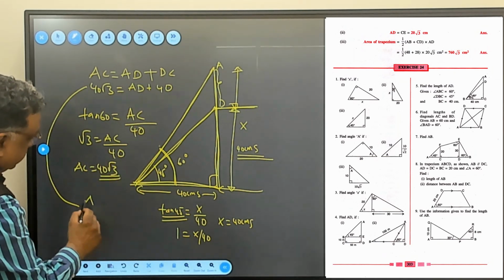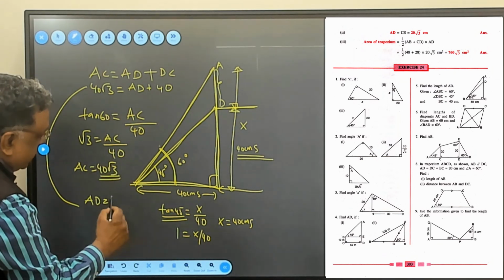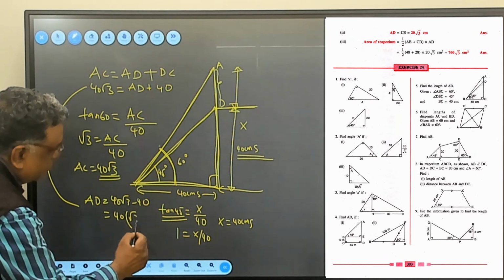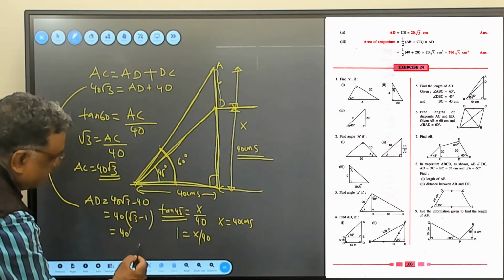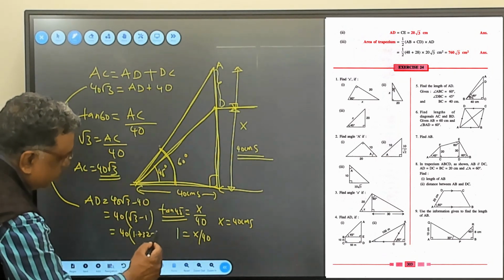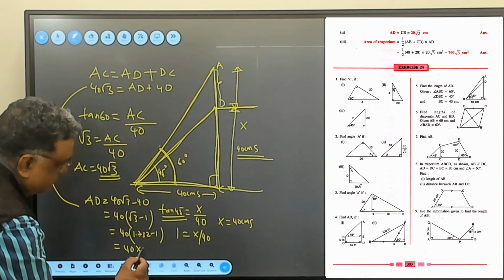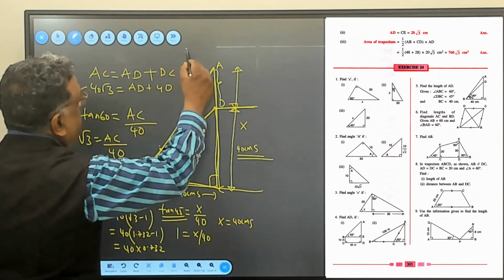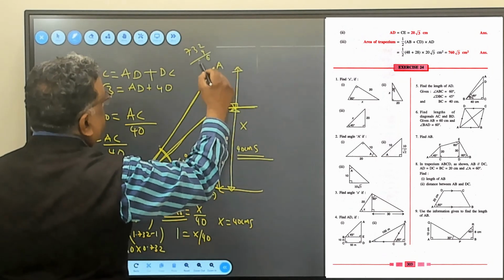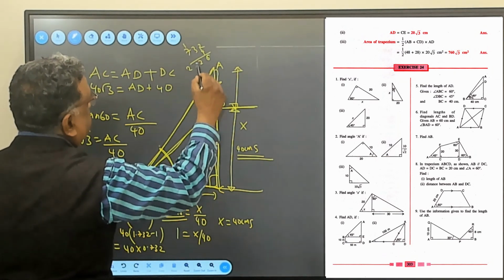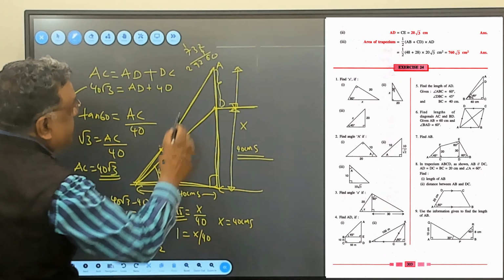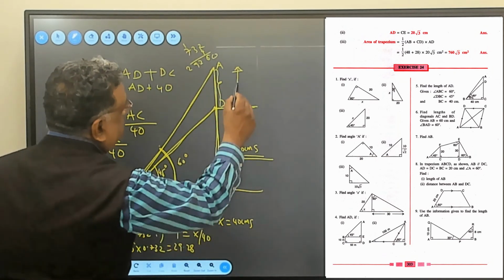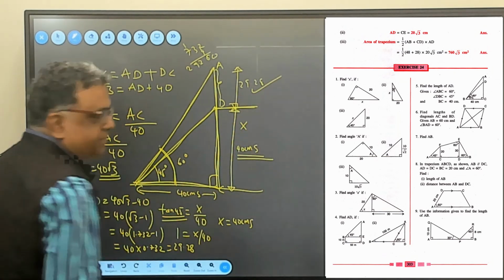AD will become 40 √3 minus 40, which will be, if I take 40 common, √3 minus 1, which is 40 times, √3 I can take 1.732 minus 1, which is 40 into 0.732. So I will simply do 732 into 4, 8, 2, 1, 28, 29. There was 1 0 and there were 3 decimals. So 29.28 should be the value of AD. This is the answer. Okay.